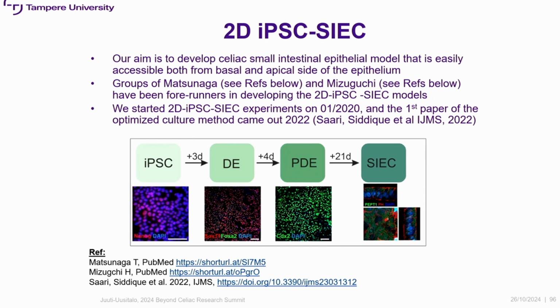There is a scheme, so we have the iPSCs, which are pluripotent. Then we give certain cues for them to have the definitive endoderm, and then another set of cues, you will hear about soon, to get the posterior definitive endoderm, and then we have a 21-day culture to get them to small intestinal epithelial cells.